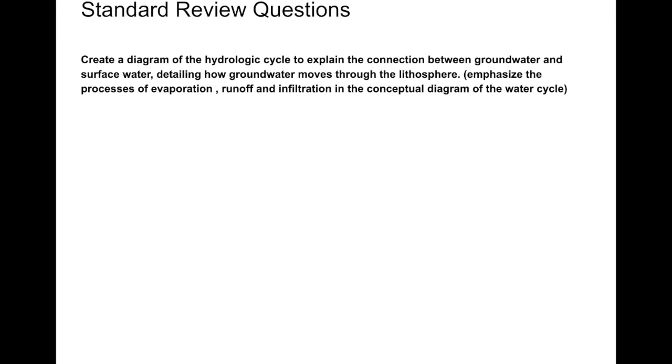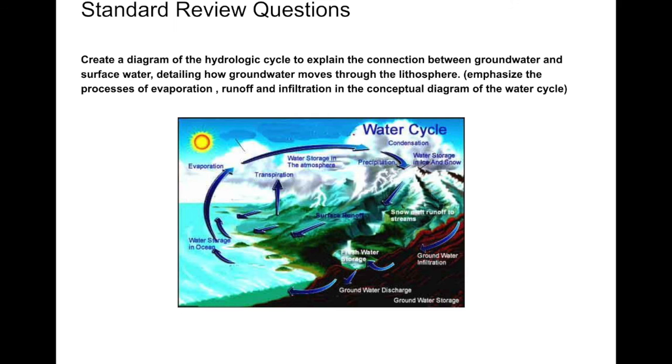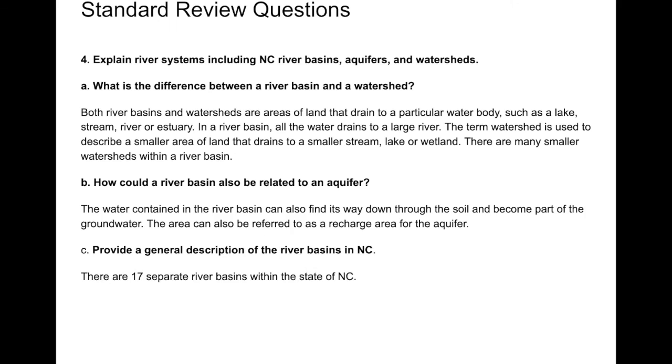All right, the diagram is just the water cycle. Just make sure you understand the water cycle and the process. Next, explain river systems, including the NC river basins, aquifers, and watersheds. This is just what we talked about. Just look at this. Basically, know the river basin and the watersheds; they drain from one body of water to another one.